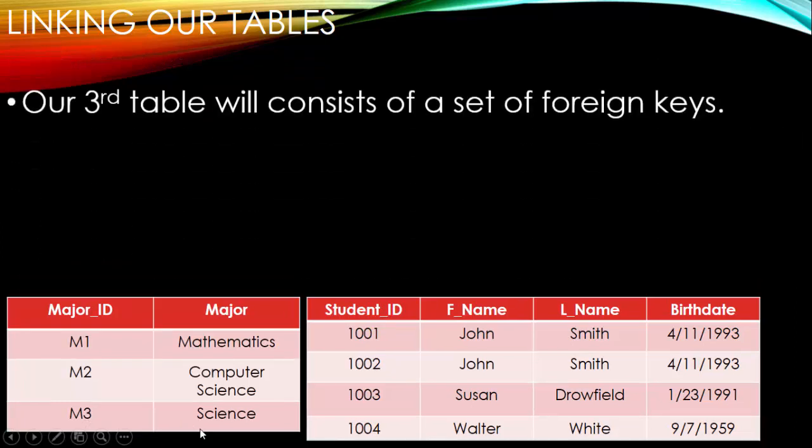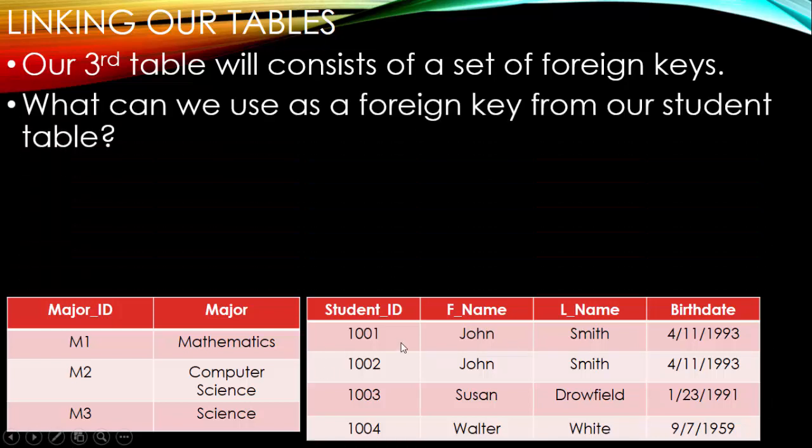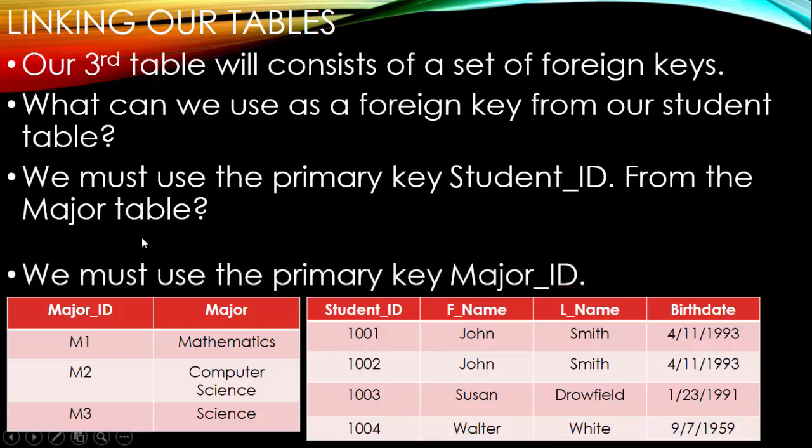So here we go. Our third table will consist of a set of foreign keys because we've got to link these tables back together. If I just get rid of the major, which I have done, I've now lost information. I need to link these tables together so I know what each student is taking. So what can we use as a foreign key from our student table? Well, remember, we must use the primary key, student ID. So this is going to be a foreign key in my third table. What about from the major table? I have to use the primary key, major ID.